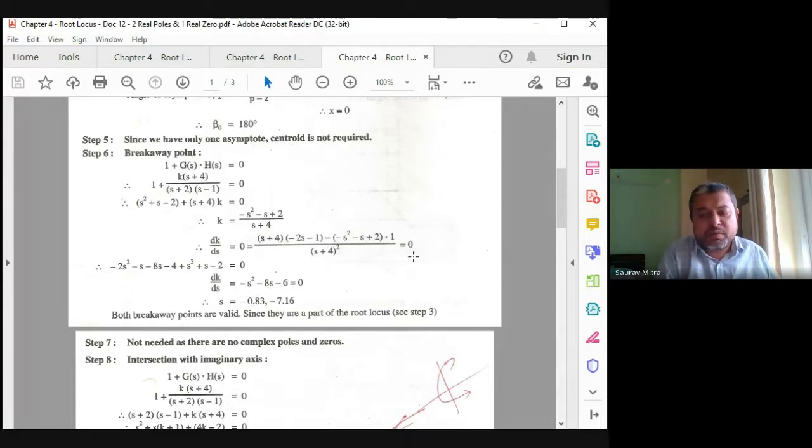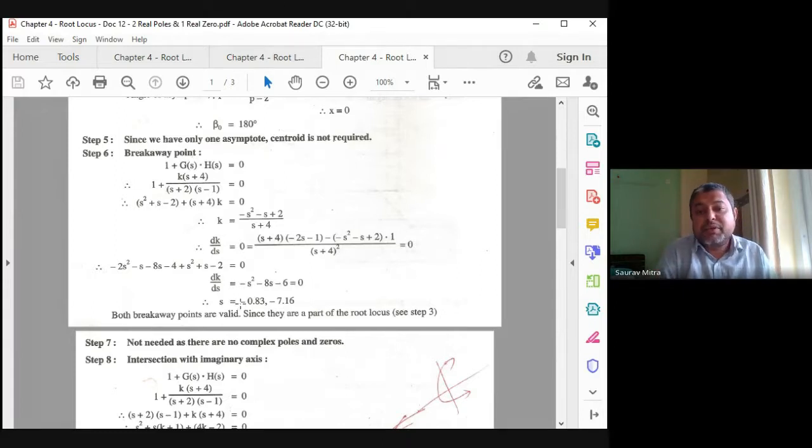So A by B is equal to 0 means A is equal to 0. But you have to come to this point, and you have to come to this point means K is equal to polynomial of S divided by polynomial of S. Why is this S plus 4? Because in GSHS there is a 0 there. So that's why this thing becomes a little tricky. And in this case you have to find dK/dS, and after finding dK/dS you get S plus 4 whole square. It has no other function, just discard that, take only the numerator part. So if you calculate just the numerator part, you will get minus S square minus 8S minus 6, or S square plus 8S plus 6. Solve that. You are going to get two values of breakaway points.